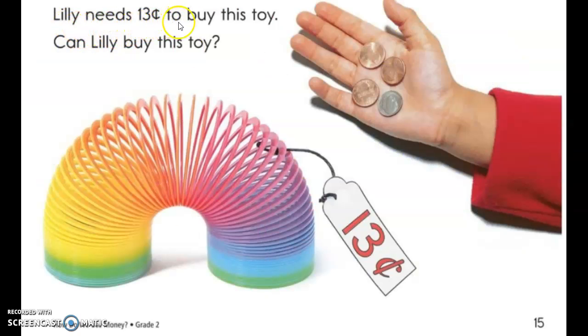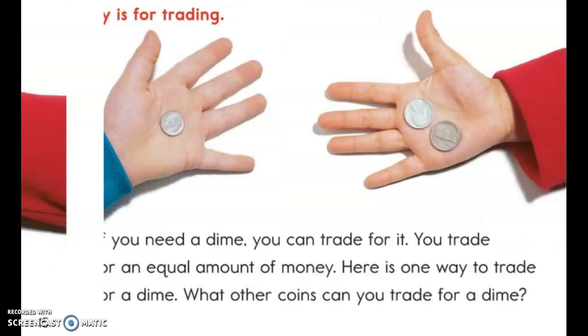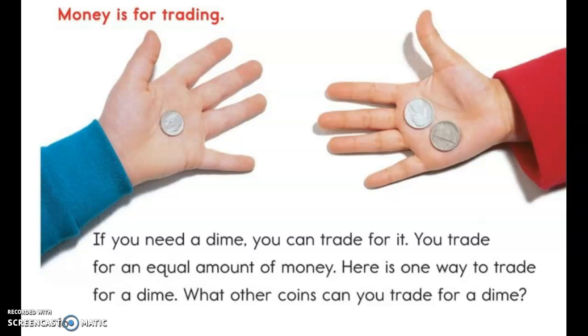Lily needs 13 cents to buy this toy. I know you love those, Lingies. Can Lily buy this toy? What do you think? 10, 11, 12, 13. Lily has exactly 13 cents, which is enough to buy her toy.